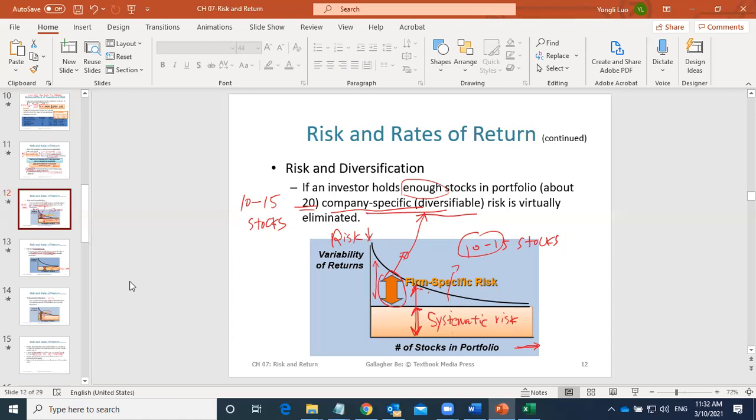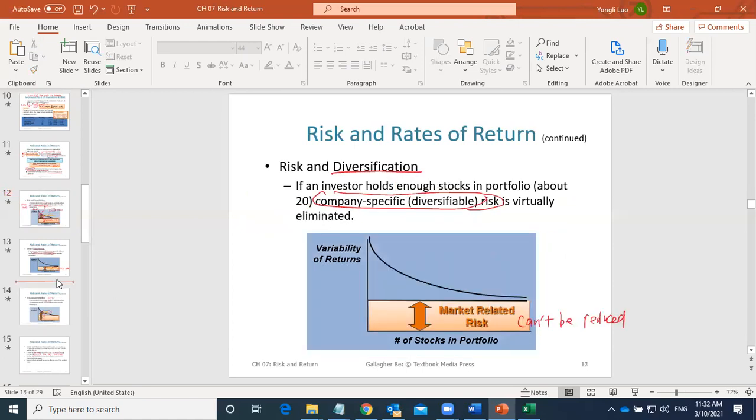Okay, and different stocks also have a different type of risk. So that's the market-related risk. It's always there, market-related risk, and you can do portfolio diversification to reduce the firm-specific risk.